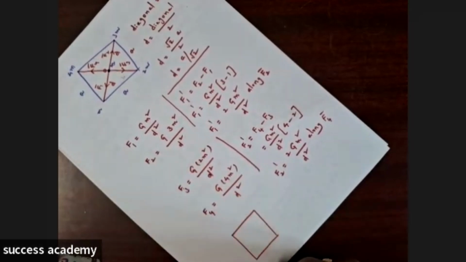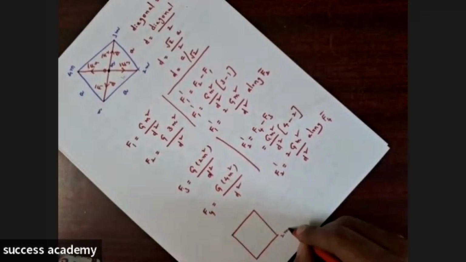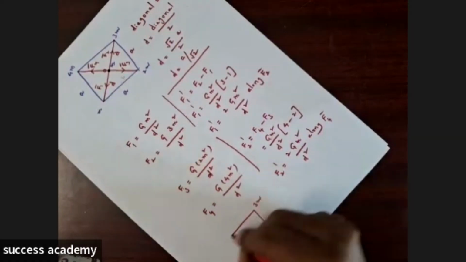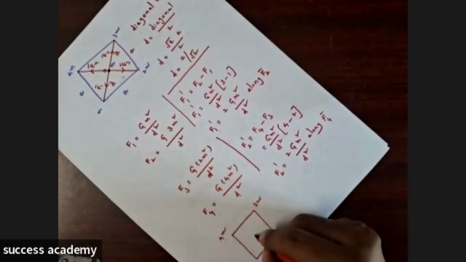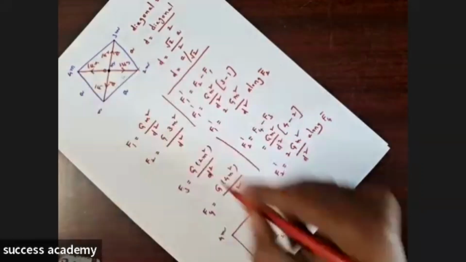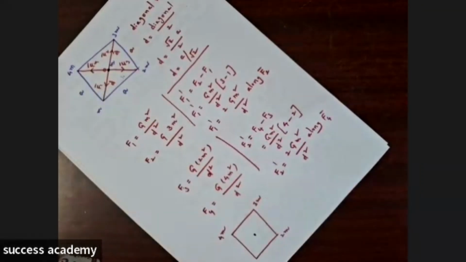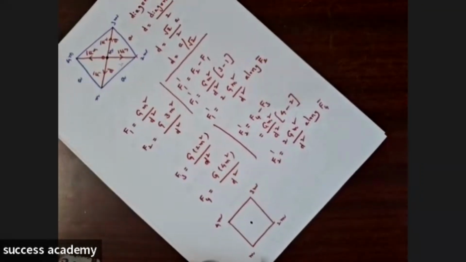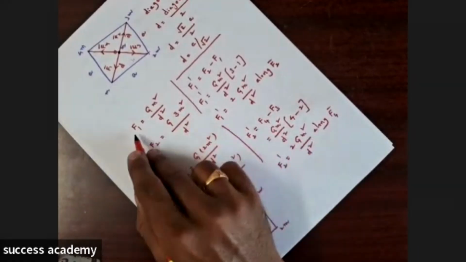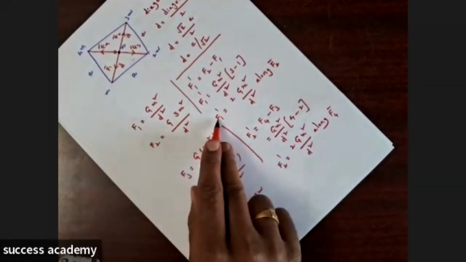Square, here M, 2M, 3M, 4M, and it is the center. Same diagram, once again I repeated. It is the center. Okay. Now, F1 dash, replace F1 and F2 with F1 dash.